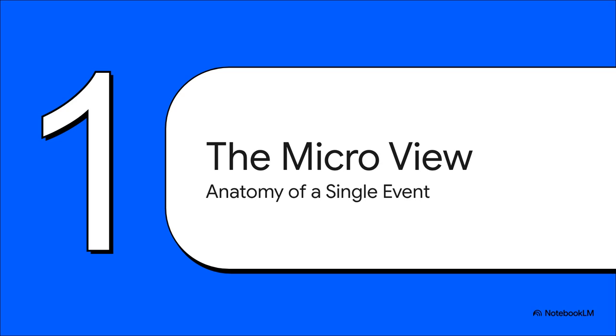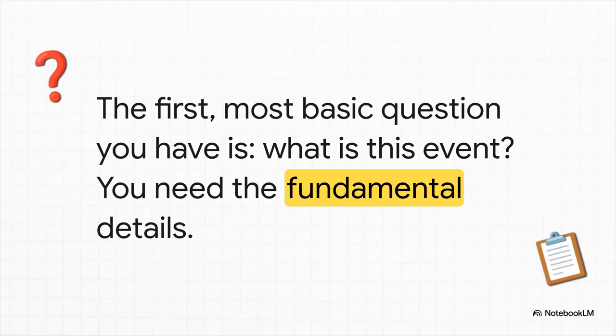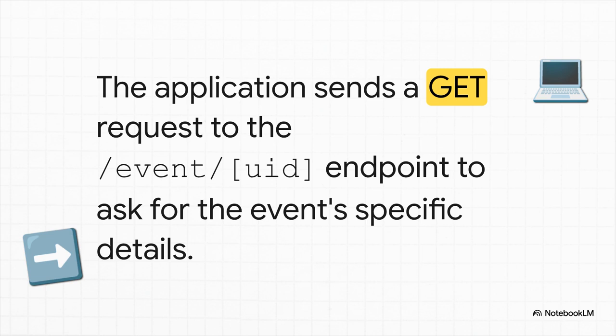We're going to zoom all the way in and just look at the raw data for one single event. Okay, so let's put ourselves in the shoes of a user. The first, most basic thing you need to know is, what is this event? You know, what's it called? Where is it? When does it start? You just need those basic facts. And this, right here, is how your application asks for that information.